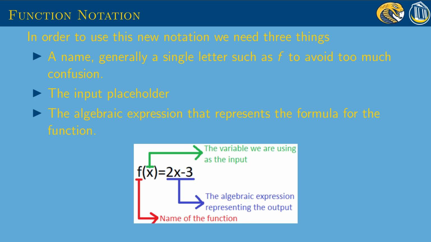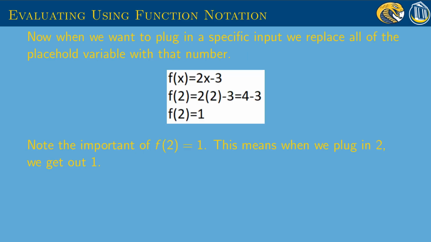We'll want a name, usually a single letter such as f for function, to avoid too much confusion, but we can use other letters if we want. We need something to represent our input. This is a placeholder variable. Often we use x, but we can use other letters as well. And then finally, we need some algebraic expression that represents what the function is actually doing. For example, is it tripling our input? Is it taking the square root of our input? Is it doing some exponent with our input? And these three things together define our function notation.